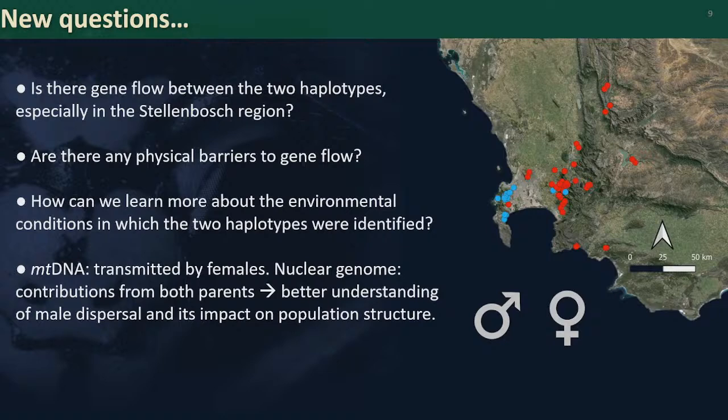Formerly, mitochondrial DNA was used, but mitochondrial DNA has the particularity of being transmitted only by females, so we miss part of the genetic information. It could be very interesting to use the nuclear genome, transmitted by both parents, to have more precision and a better understanding of the impact of male dispersal on the population structure.